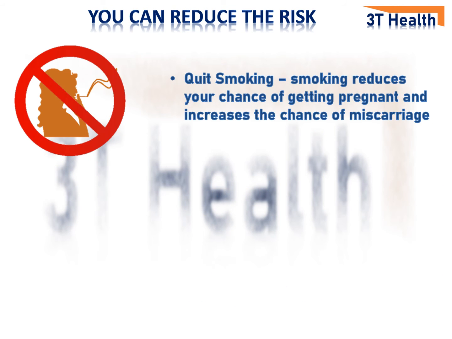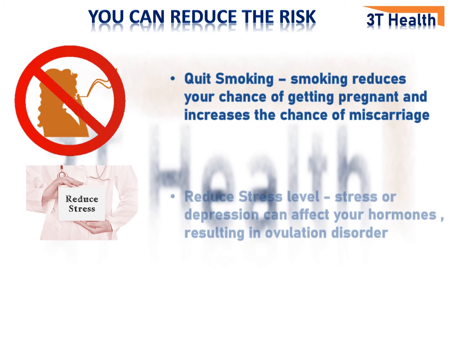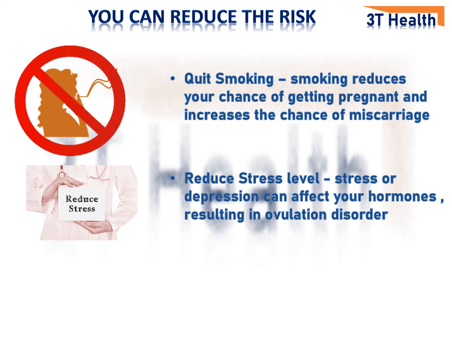Quit smoking. Smoking reduces your chance of getting pregnant and increases the chance of miscarriage. That includes passive smoking. Yes, passive smoking, finding yourself in the midst of heavy smokers or a smoking environment. That can also reduce your chance because at times you're actually taking more smoke than the smokers themselves. Reduce stress level. Stress or depression can affect your hormones, resulting in ovulation disorder.